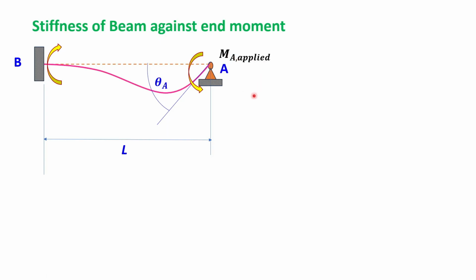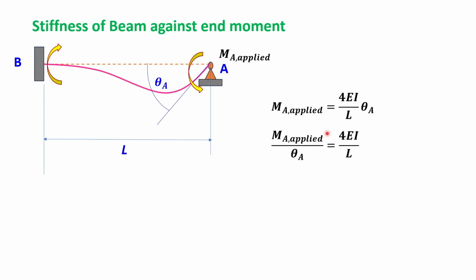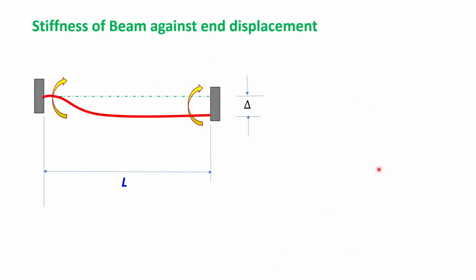We know from mechanics the relationship between this applied moment MA and the theta A at this end is like this: MA applied equal to 4EI by L theta A. So rearranging, we get MA applied by theta equal to 4EI by L, so that is equal to the stiffness against rotation for this beam element. So we can write K bending equal to 4EI by L.